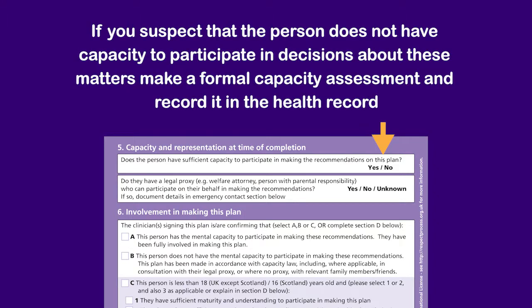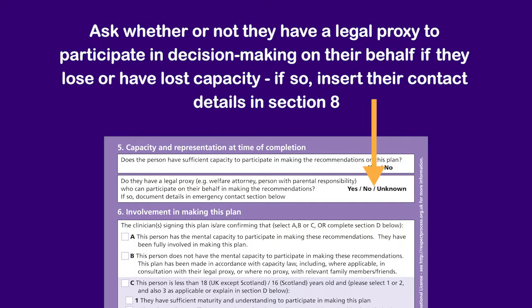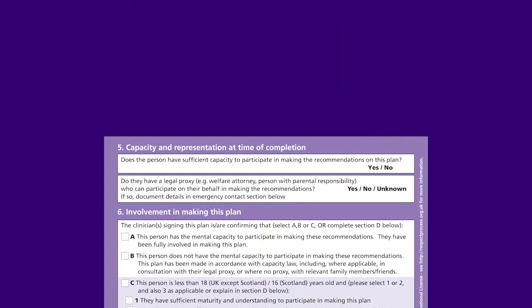If you suspect that the person does not have capacity to participate in decisions about these matters, make a formal capacity assessment and record it in the health record. Ask whether or not they have a legal proxy to participate in decision-making on their behalf if they lose or have lost capacity. If so, insert their contact details in section 8.